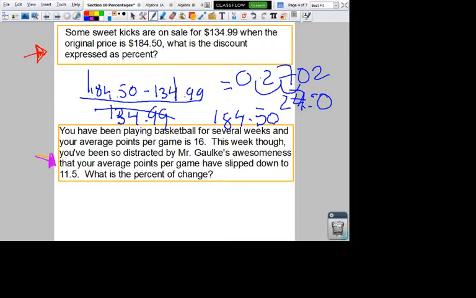Same idea, a little bit longer problem, but it's still the same type of thing. Wait, so is it the original price again? Yeah, original minus new divided by original. So which number do we divide by? Divide by the original. What number do you start with? It might not say it in the right order. You just gotta read it.